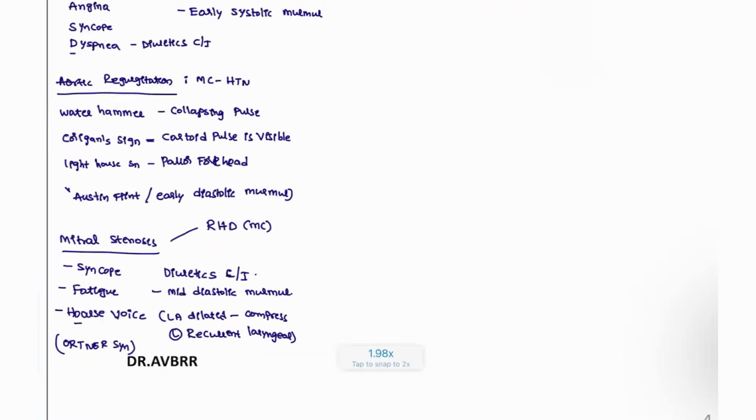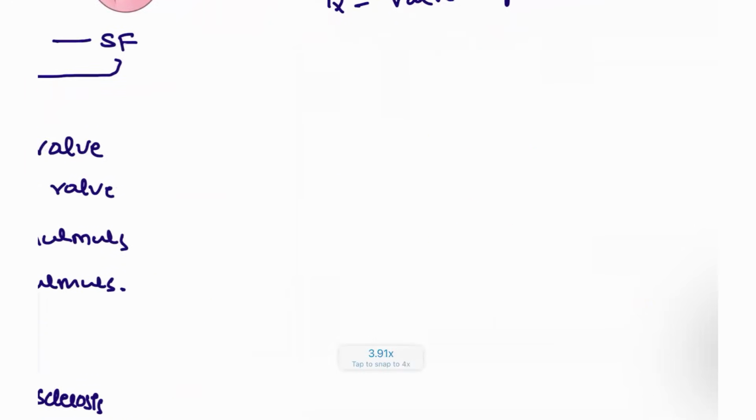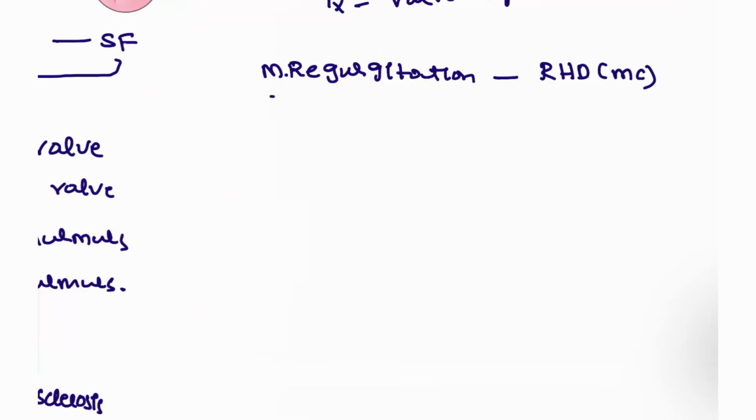Okay, next, mitral regurgitation. Mitral regurgitation, the most common cause will be rheumatic heart disease. So mitral regurgitation is actually mitral stenosis. When it progresses, it will cause mitral regurgitation. So it is a combination. Every patient will have mitral stenosis and mitral regurgitation.